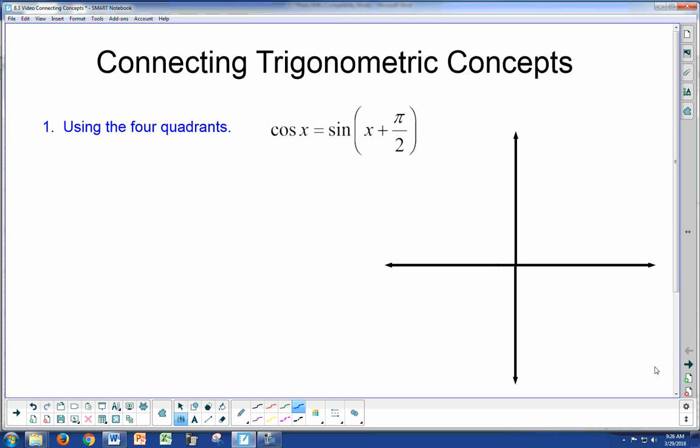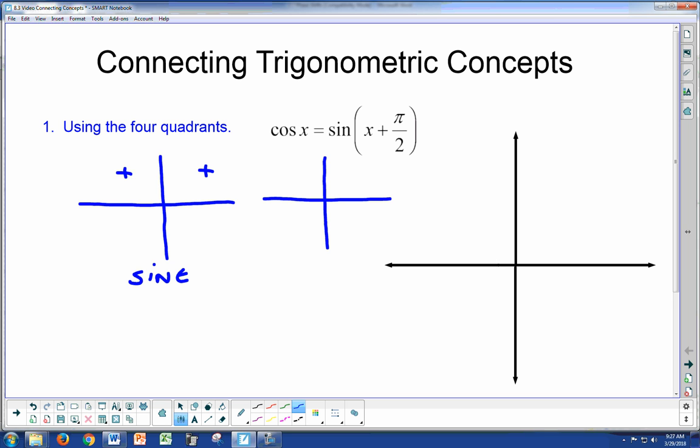So the first part of this is to talk a little bit just generally about the quadrants. Once again, with the sine function, we know that sine is positive in 1, 2, negative in 3 and 4. And the cosine is positive in 1 and 4 and negative in 2 and 3.